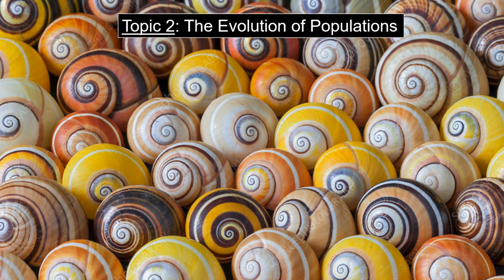We are back for topic 2, and now we're talking about how selective forces like natural selection and also random events can change the frequency of different traits within a population of organisms. What you're seeing right here is a very common snail. It's known as a helix snail. You can find them all around the world. This is one particular species that you're seeing, and note that there is great variability in this population.